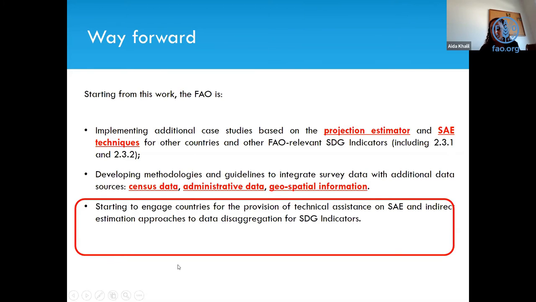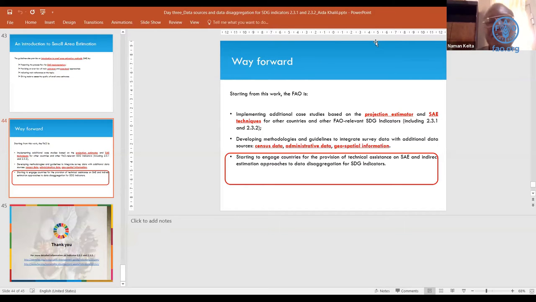Thank you very much. Thank you, Aida, for this very detailed presentation. The presentation has basically two parts. One was dealing with the data sources for computing these two indicators. And the second part was dealing with data disaggregation, which is a whole domain with all the challenges that Aida detailed, particularly the techniques and the statistical methods that can be used to overcome the challenges.